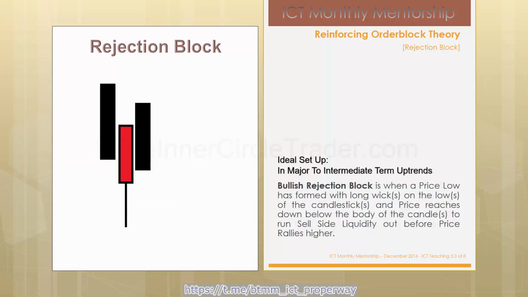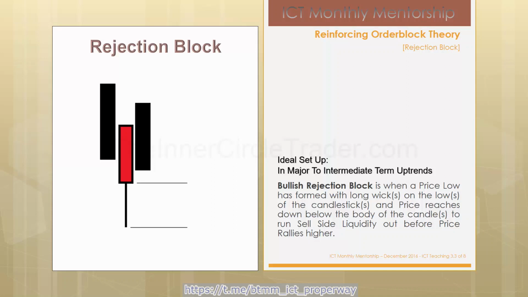So rejection block for the bullish side of the marketplace is obviously, in ideal scenarios, in major to intermediate term uptrends. And a bullish rejection block is when a price low has formed with a long wick or wicks. It could be formed over multiple candles. And the low or lows of the candlestick or candlesticks, again, it's not limited to just one candle. And price reaches down below the body of the candle to run the sell side liquidity out before price rallies higher.